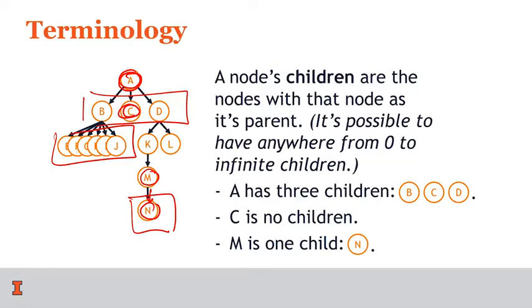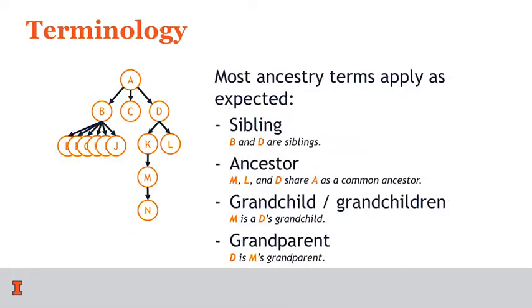These types of relationships on the tree work just like an ancestral tree, and all of the ancestry terms that you're used to really do apply to trees. A sibling of a node is something that's on the same level and shares a parent. So B and D are siblings. An ancestor works just like in a normal family tree. A grandchild or a grandparent works just like in a family tree. You can have multiple grandchildren, just like you could in a family. But because our nodes don't actually marry, you only have a single grandparent.